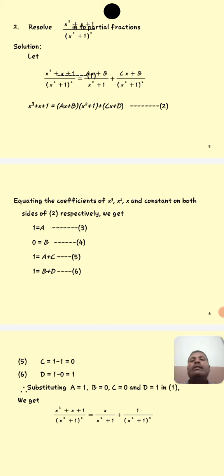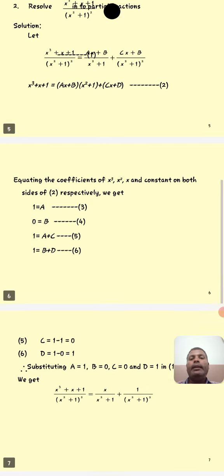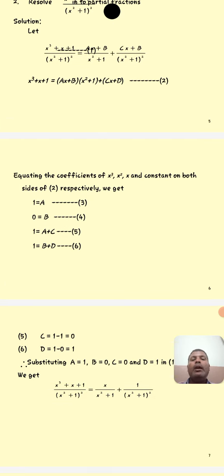Here the next step, we can do the LCM procedure the same way. The denominator values will be cancelled. Then after simplification, we get x square plus x plus 1 is equal to ax plus b into x square plus 1 plus cx plus d. Now this is equation number 2.